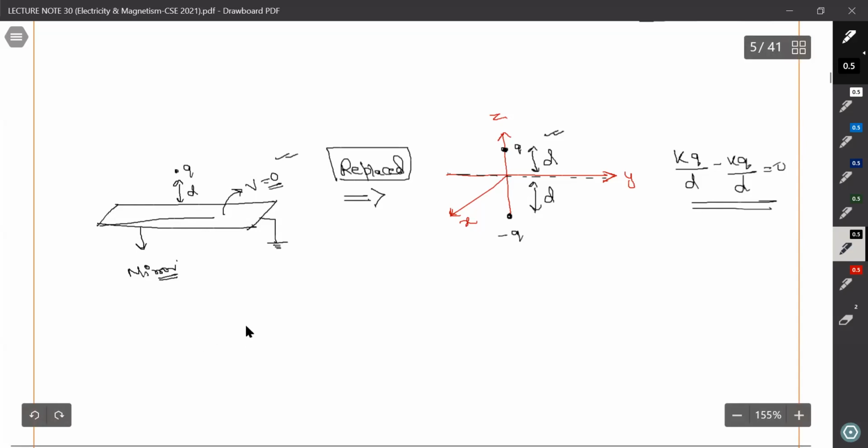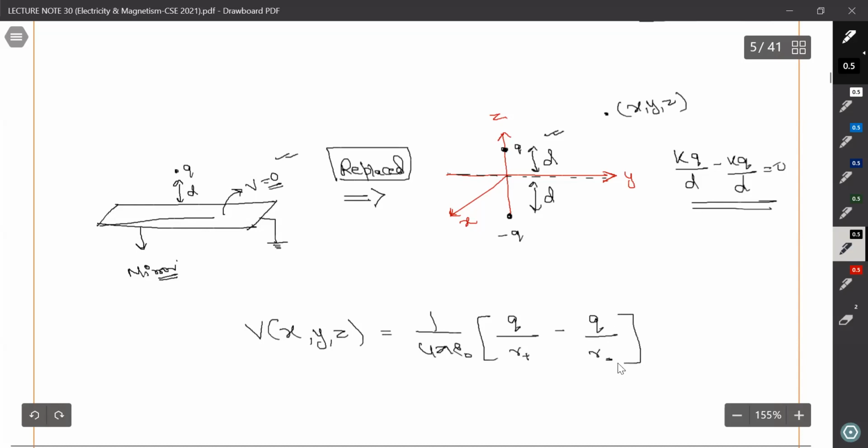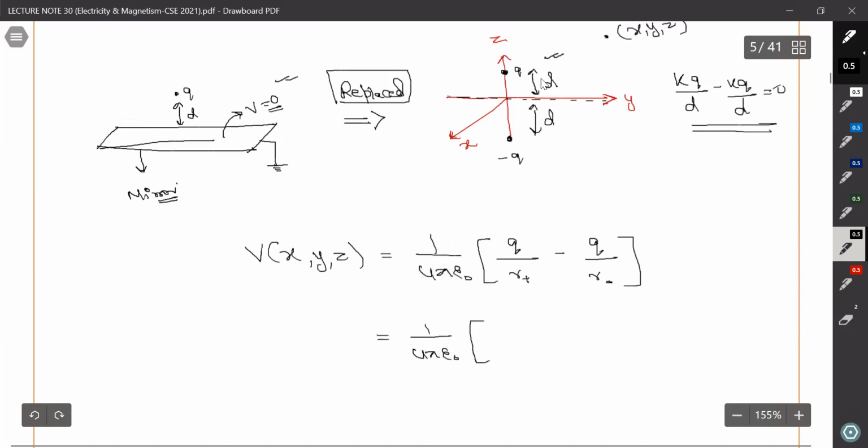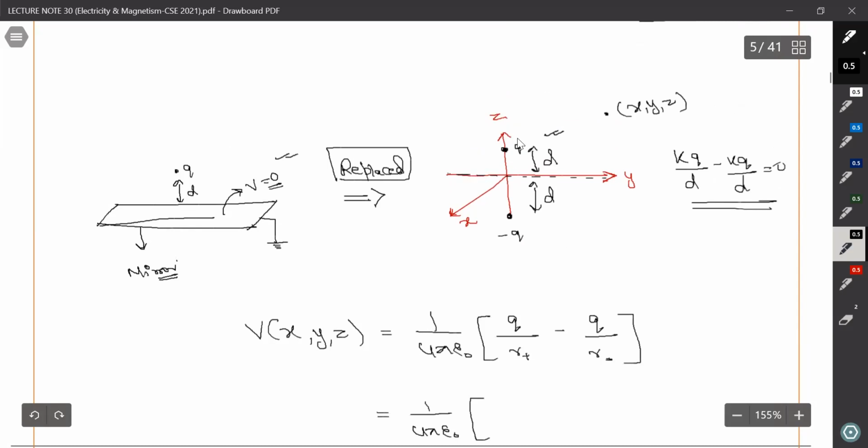Yes, it is satisfying. Because if we want to find the potential at any point x, y, z, what can we write here? Let's suppose this is a point x, y, z, right? So r plus and r minus, I can write it. It will be 1 upon 4 pi epsilon naught, q upon r plus minus q upon r minus, where r plus is the distance of that point from the positive charge. In terms of coordinates, this is 0, 0, d, and this coordinate is 0, 0, minus d.